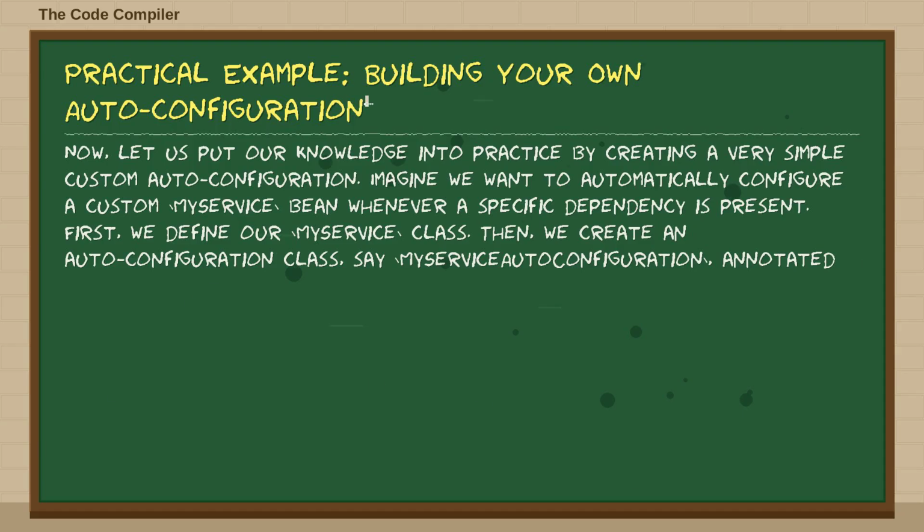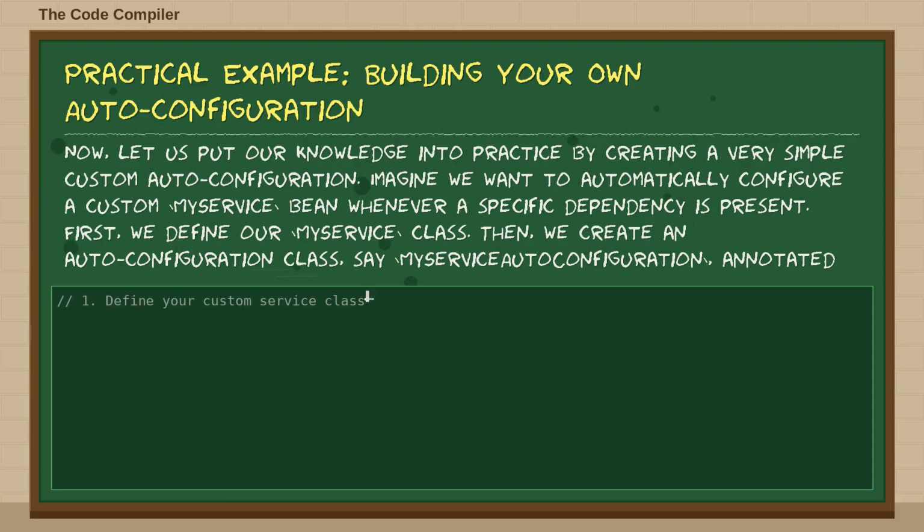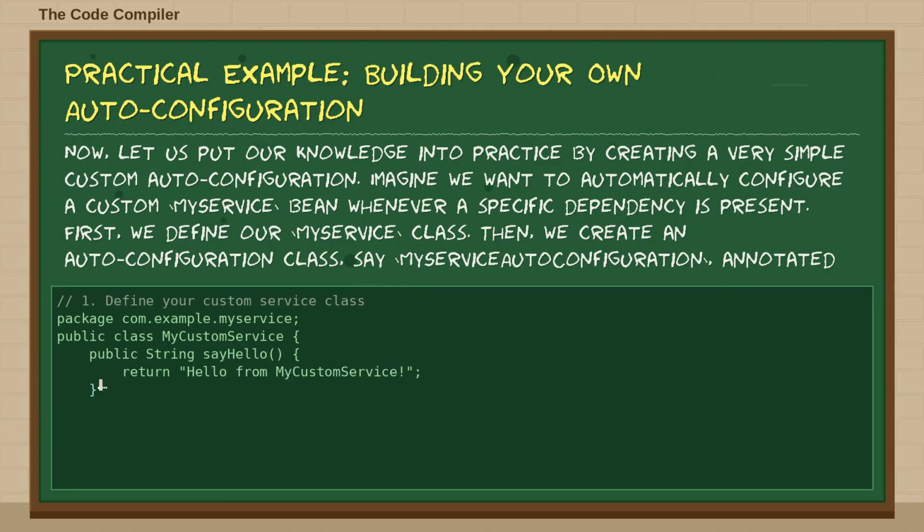The crucial last step is to register this auto configuration class in META-INF/spring.factories under the org.springframework.boot.autoconfigure.EnableAutoConfiguration key. Once this is done, any Spring Boot application that includes our module will automatically get an instance of MyService without writing any explicit bean definition. This is how you can extend Spring Boot's auto configuration magic to your own libraries and modules.